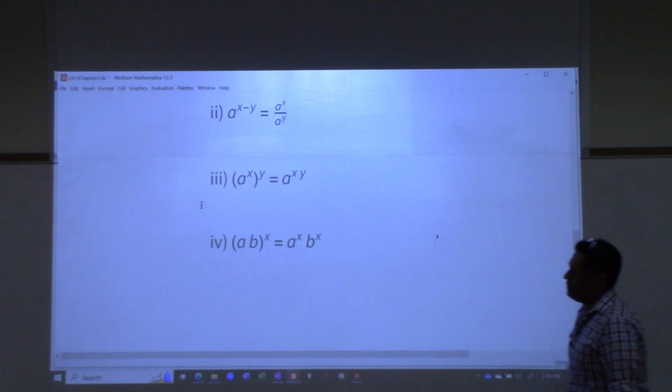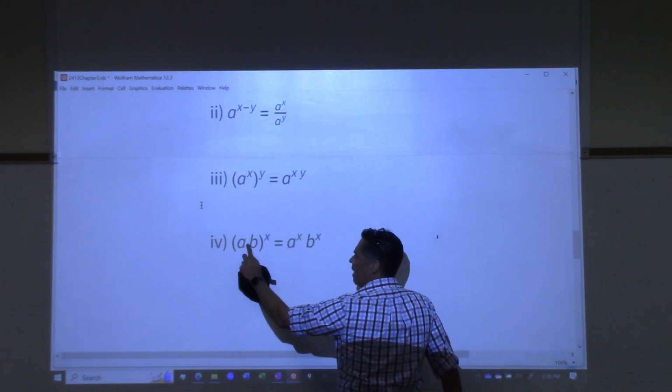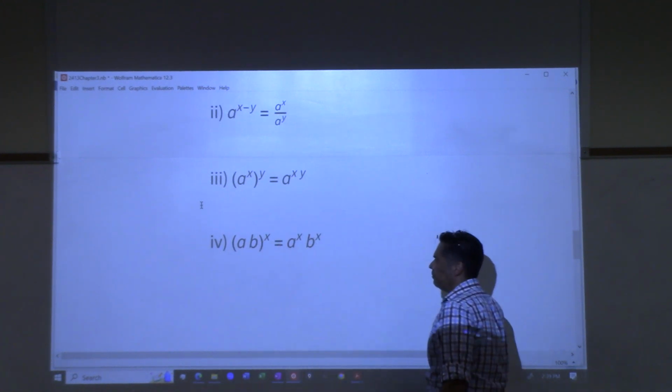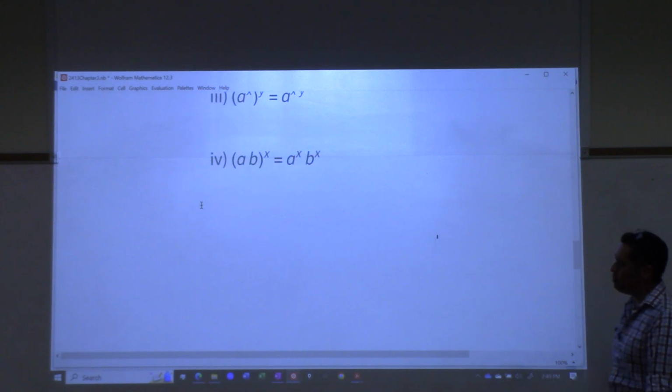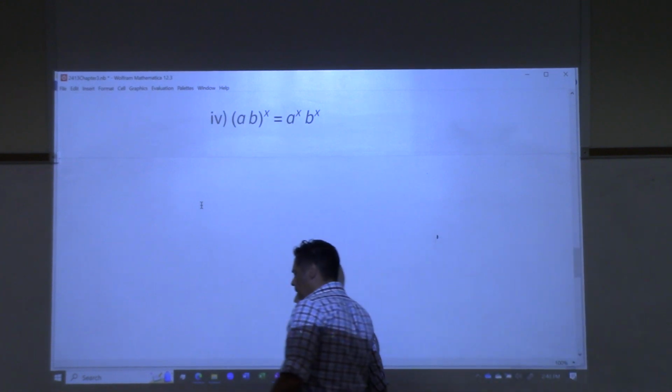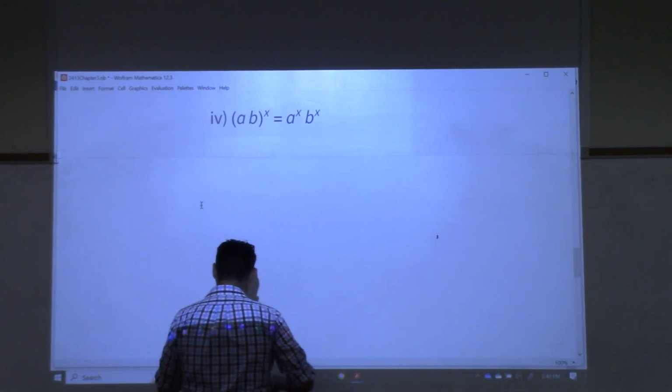And then this one: if you have two things being multiplied together and you take all of that to the x power, you can apply the x to each one. So this, again, is just college algebra properties. That's it. That's all I'm going to remind you. But I do want to give you one thing.